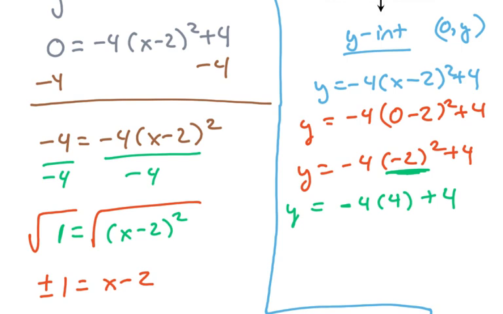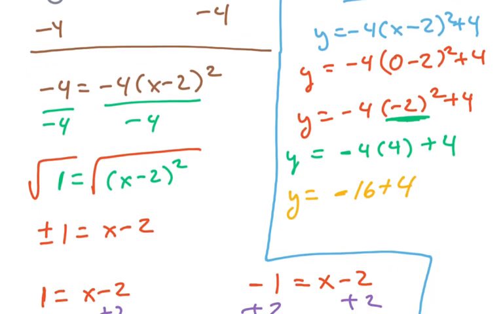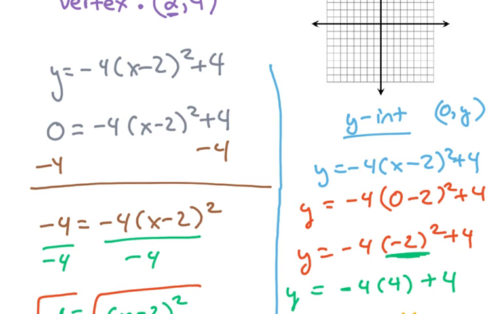And then y, so multiplication, negative 4 times 4 is negative 16. If you ever have any doubts about what comes next, you just follow PEMDAS. So negative 16 plus 4 is negative 12. So this leaves me with 0 comma negative 12. Okay, so we have enough information to graph it.